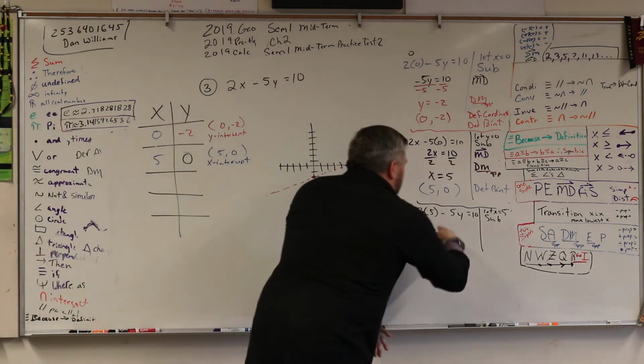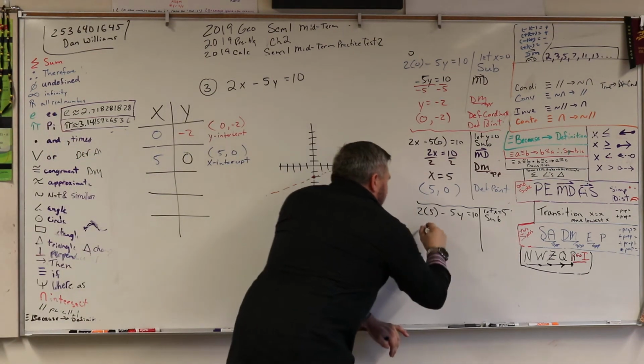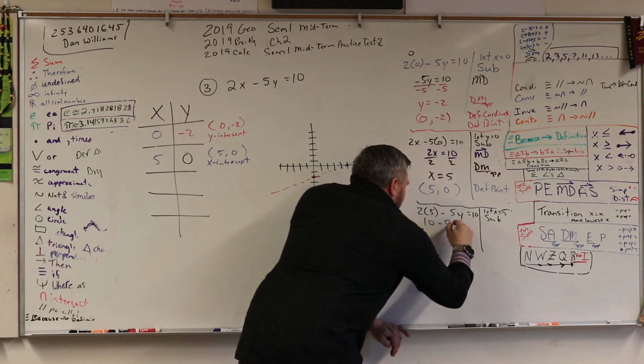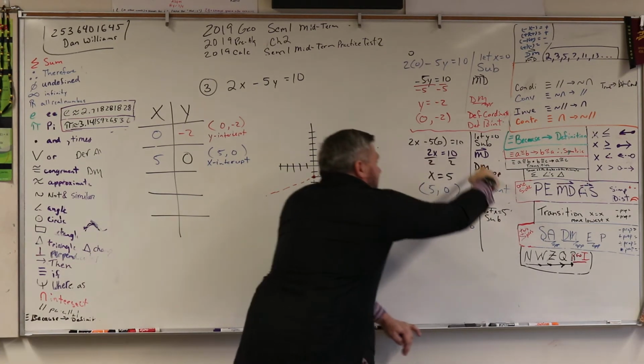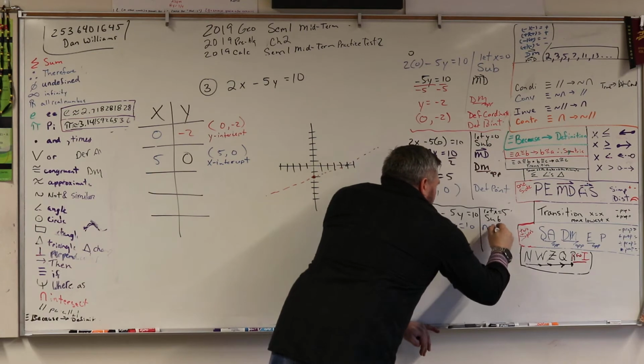Alright. Then I've got 2 times 5, which is 10, minus 5y equals 10. Now again, that's MD. Okay?